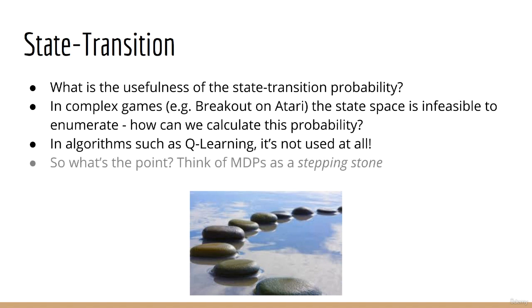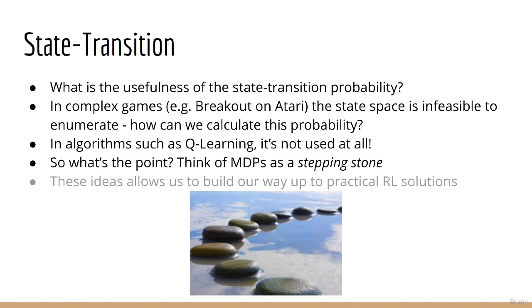I want you to think of the MDP and the state transition probability as stepping stones. They are simply conceptual tools, which we will use to further advance our knowledge and take us to a point where we can actually come up with a practical algorithm for reinforcement learning. In other words, while we're not going to be using state transition probabilities directly in Q-learning, they do help us build on what we've done so far so that we can actually arrive at Q-learning in a logical manner.